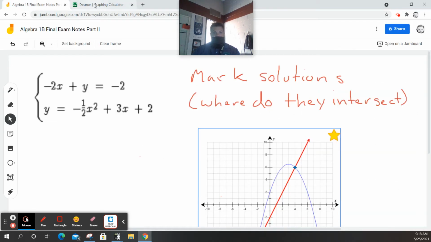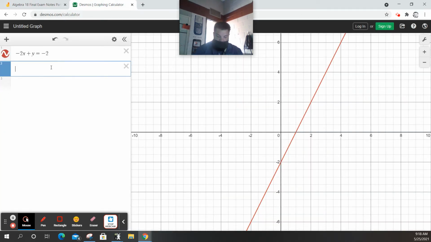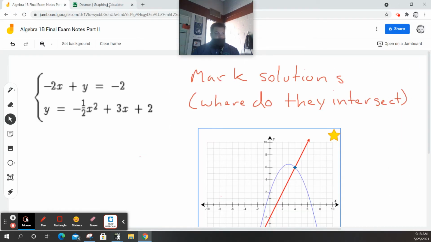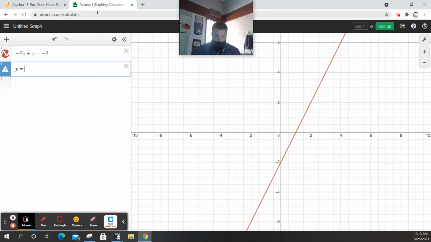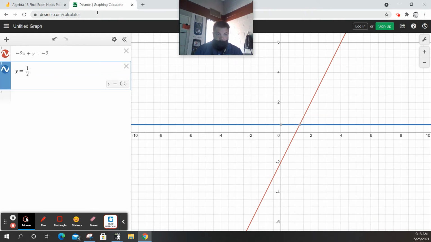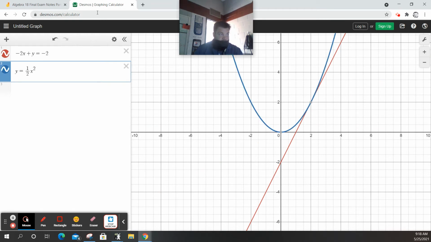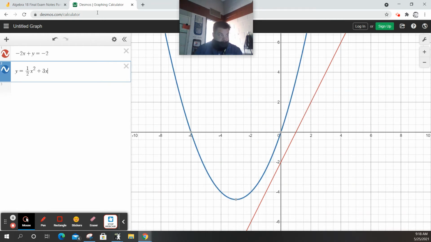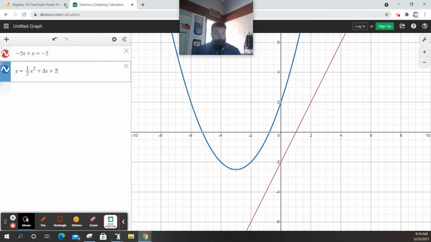Then the second one is y equals negative 1/2 x squared plus 3x plus 2. So I'm going to say 1 divided by 2 x squared plus 3x plus 2. Oh, this is a negative 1/2. Sorry, my bad.